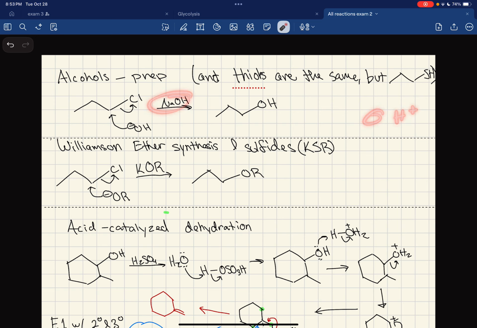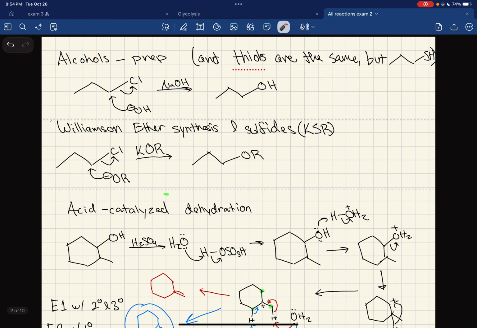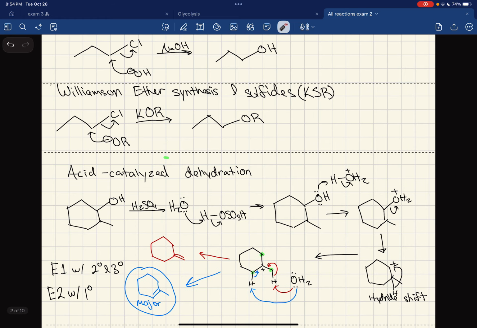Williamson ether synthesis and sulfides. Same exact thing, substitution reaction. Instead of a hydroxide, use an alkoxide, and you form the ether, where the R can be any carbon group.